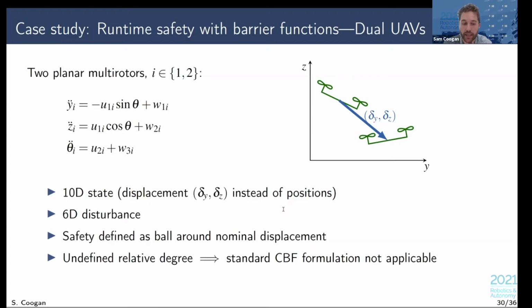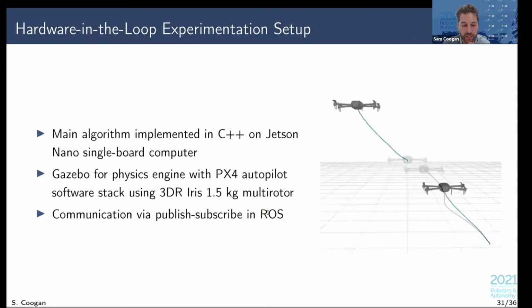So you can't just apply a standard CBF given the ball around the nominal displacement, because there are some points on the edge of that safe set where your control action doesn't affect the dynamics in the direction that you need it to. So the message here is that the standard CBF approach doesn't work. Instead, we're going to apply our proposed method where we look ahead on the dynamics and make sure we stay within some conservative safe region. What's really interesting about this example is we were able to implement it on hardware.